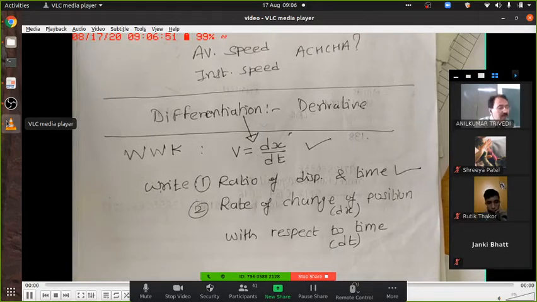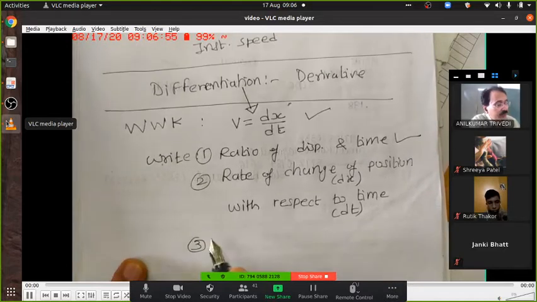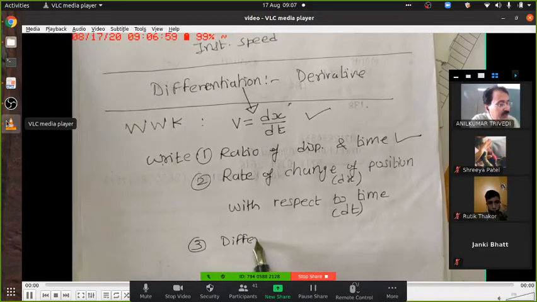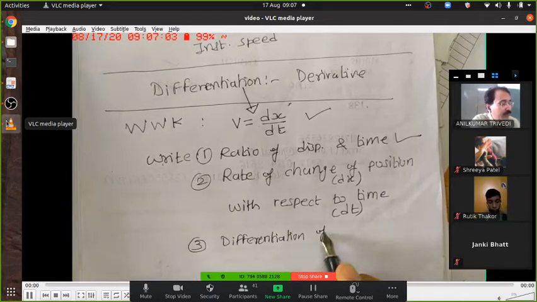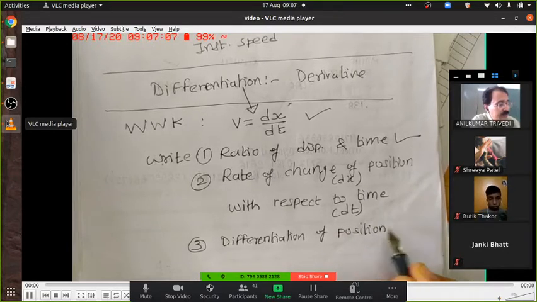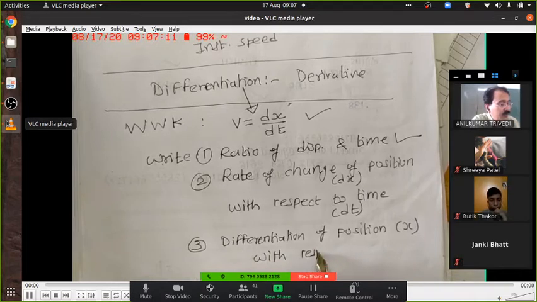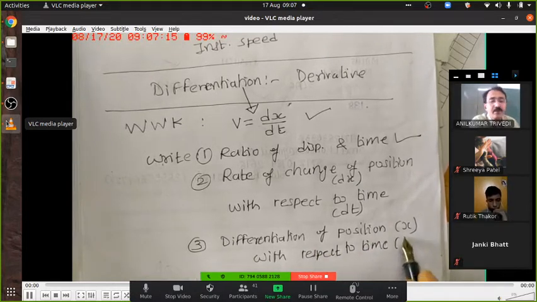Okay. Third, I'll write the complicated way if you want to impress your parents and relatives. Yes, it is differentiation of position x with respect to time. इसका मीनिंग भी सेम हुआ.